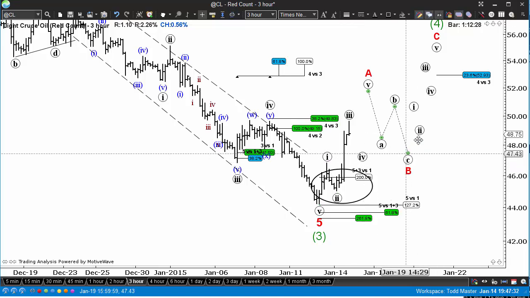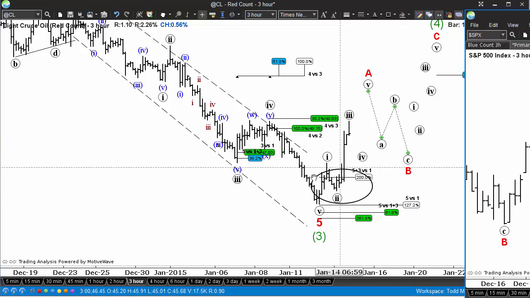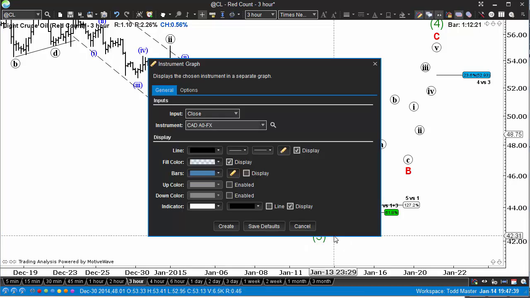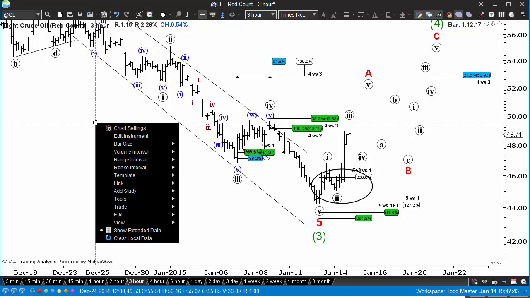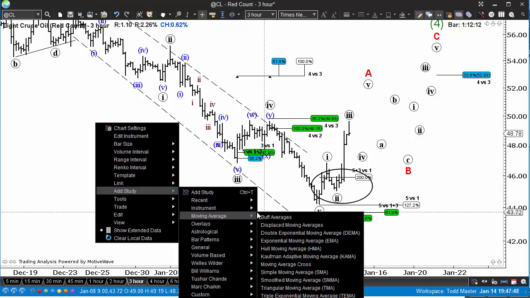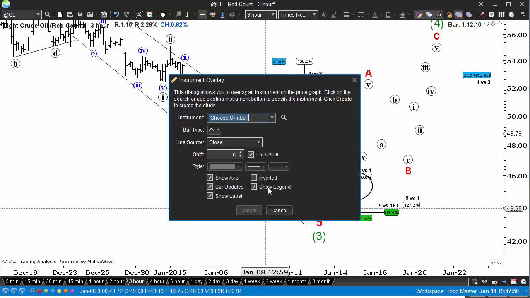So crude oil has stabilized. And what you'll notice is, let me just do this real quick. This was an interesting intermarket relationship that we talked about this morning in the Wednesday webinar, which is open to everyone. If you weren't there, be sure to sign up. It's every Wednesday on the Trading Analysis homepage.